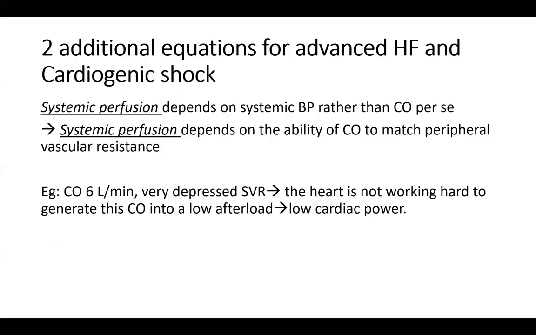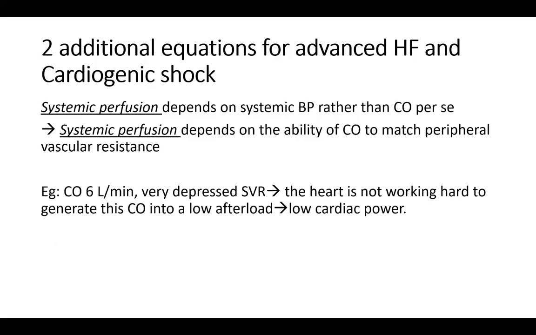What's more important eventually is the ability of that cardiac output to match the peripheral vascular resistance. So you have a cardiac output of 6 with a very depressed systemic vascular resistance. One, the pressure may be low, and that does not provide good perfusion. Two, the heart is not working that hard to generate that cardiac output because the afterload is massively reduced. So it's a low cardiac power. It's an easy 6 liters per minute.